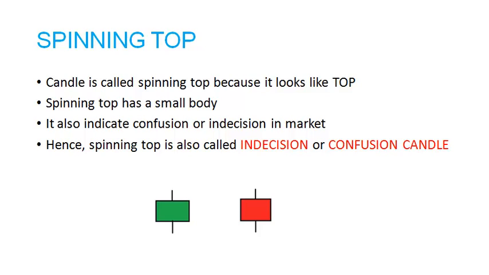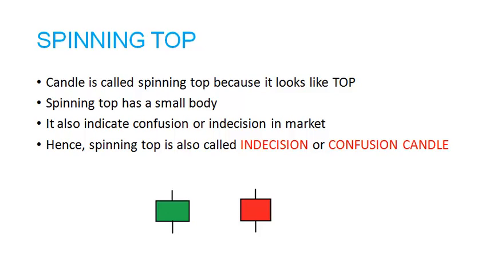Now similar to doji, there is also another candle which is called a spinning top, and the reason why it's called a spinning top is because it looks like a top. Top is basically, you know, what kids play with. It spins on its own, and this is a very typical example of a spinning top. While it is a spinning top, it basically signifies that nobody was in control. Neither the bulls were in control, nor the bears were in control. So spinning top has a very small body, and it indicates confusion and indecision in the market.